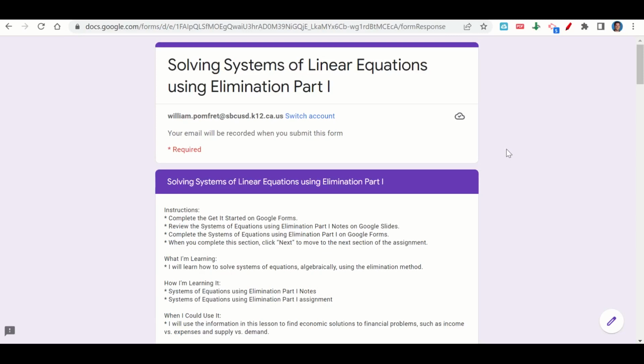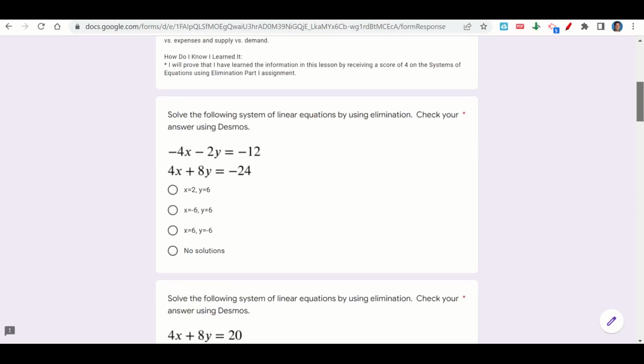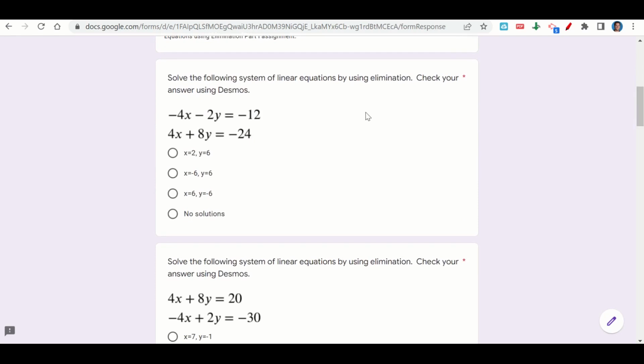Let's take a look now at the solving systems of linear equations using Elimination Part I assignment. The assignment begins with the learning goals and success criteria. If we scroll down, we can see the questions. So we're going to solve using elimination, and it says to check your work using Desmos.